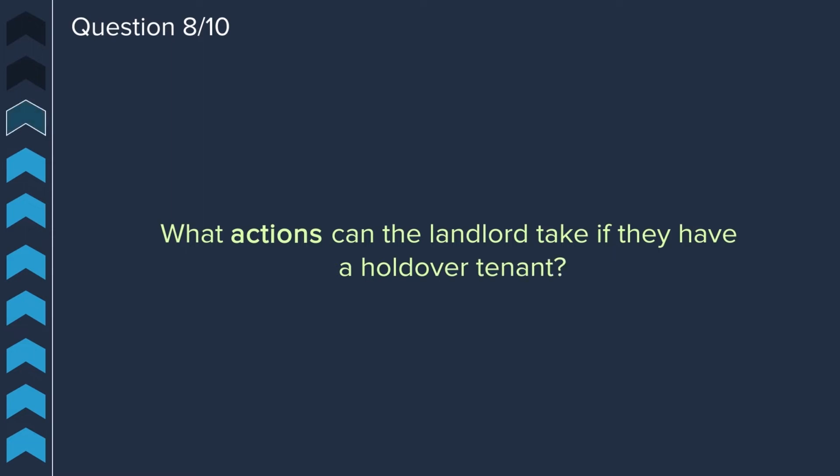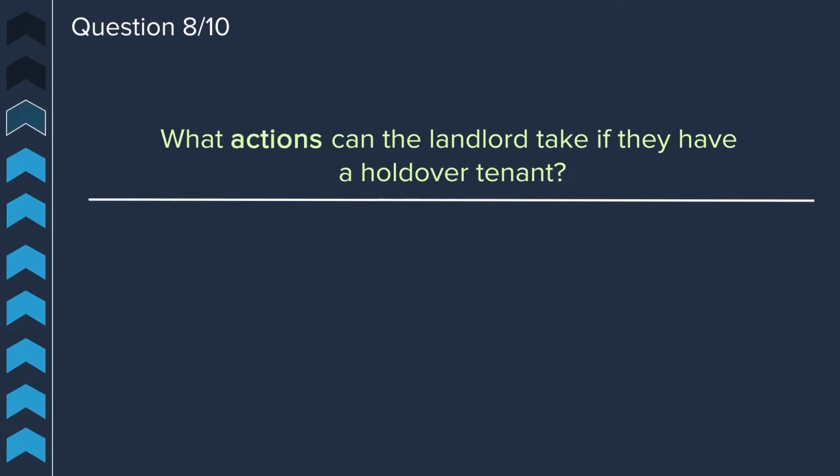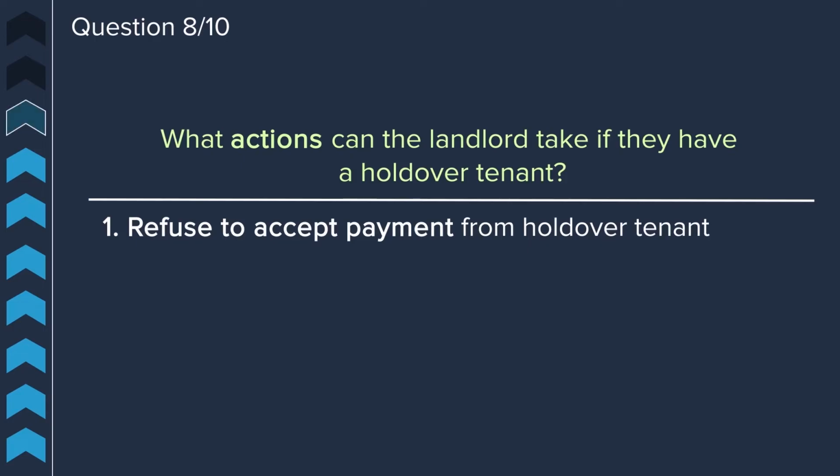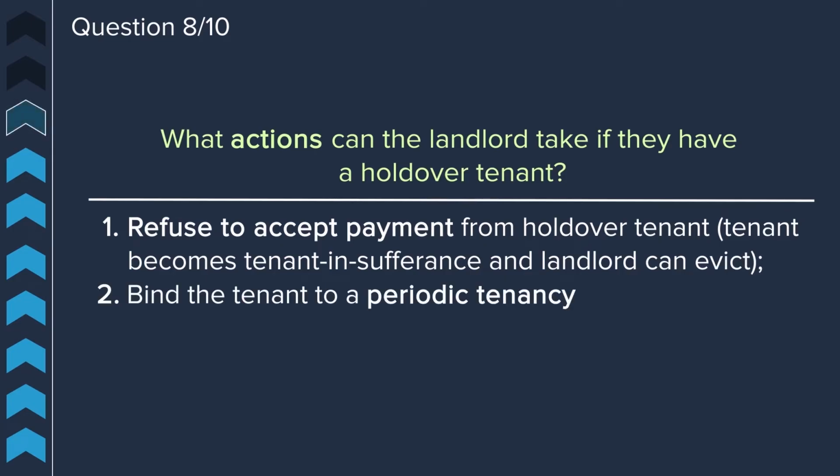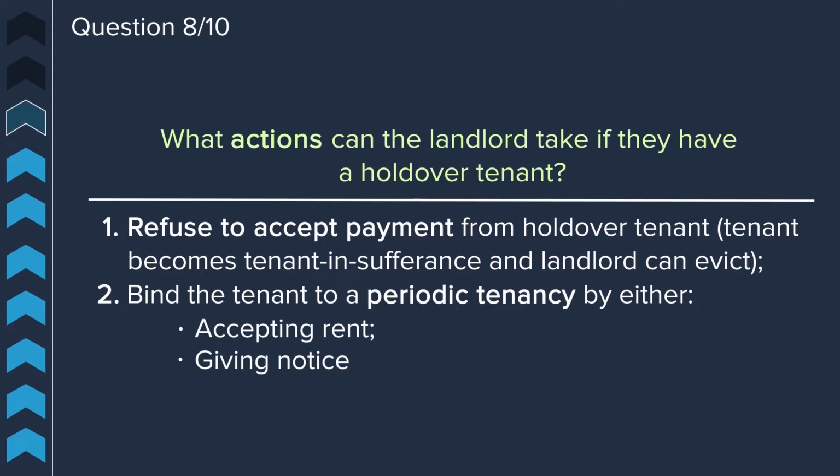Question 8. What actions can a landlord take if they have a holdover tenant? If the landlord has a holdover tenant, they generally have 2 options. They can first refuse to accept payment from the holdover tenant, at which point the tenant will become a tenant at sufferance, and then the landlord can evict them. Or you can bind the tenant to a periodic tenancy by either accepting the rent or giving notice to the holdover tenant.